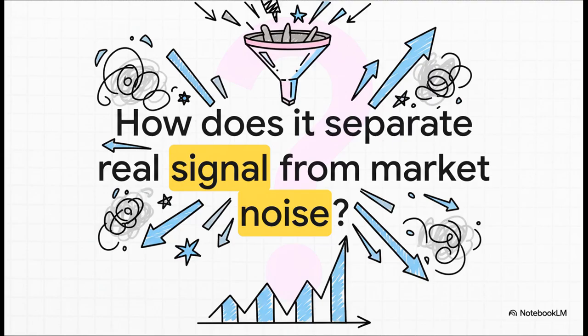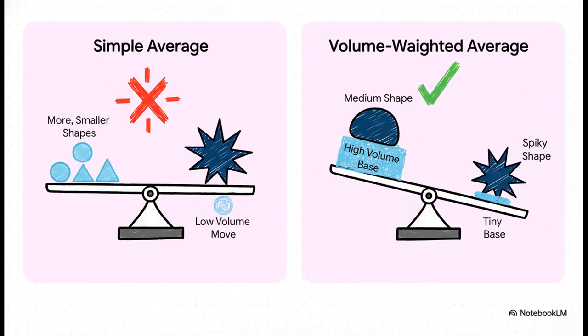The indicator has a kind of secret sauce, and it's all about how it filters out all the useless market chatter to find what the big institutions are really doing. So how does it separate the real signal from all that noise? Well, it does this by using what's called a volume-weighted average. Now, what on earth does that mean?